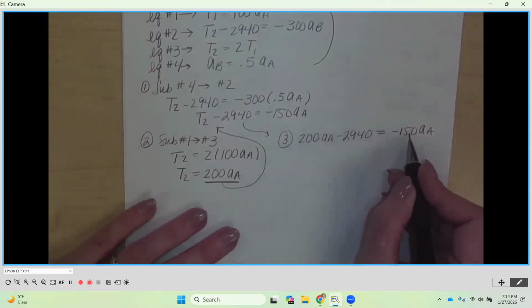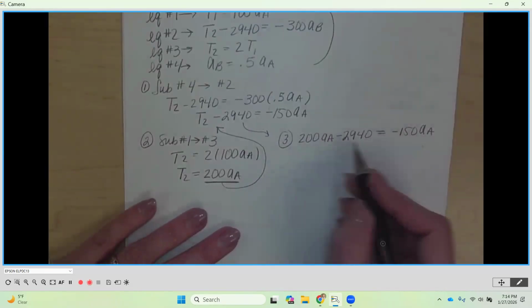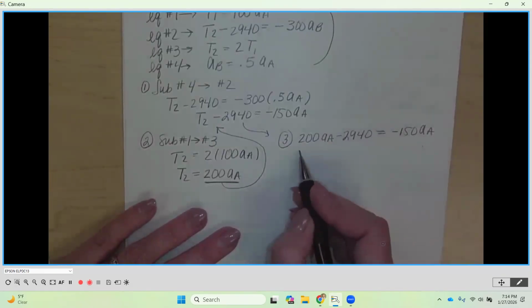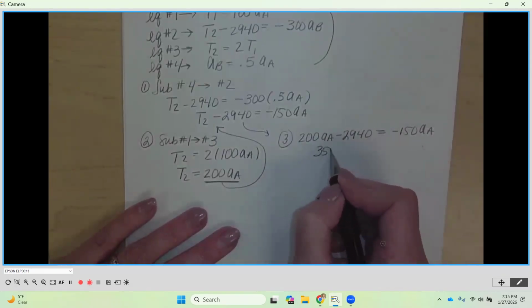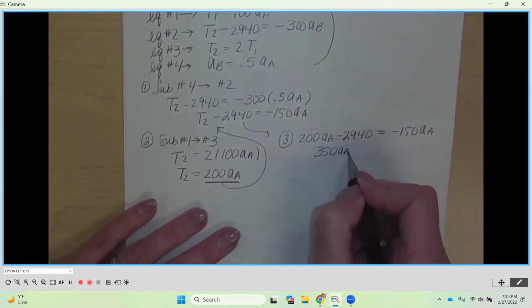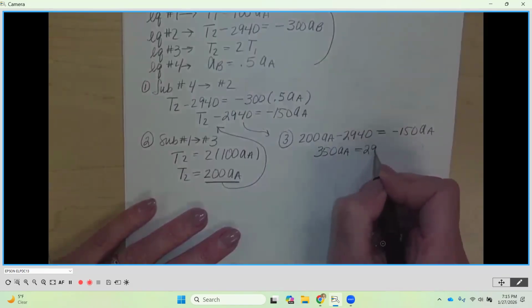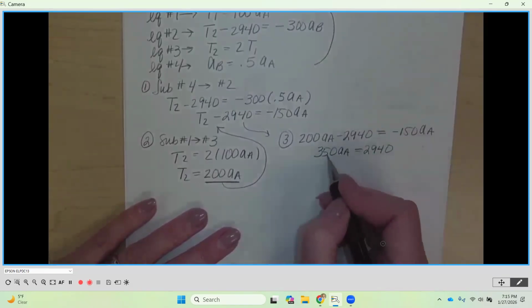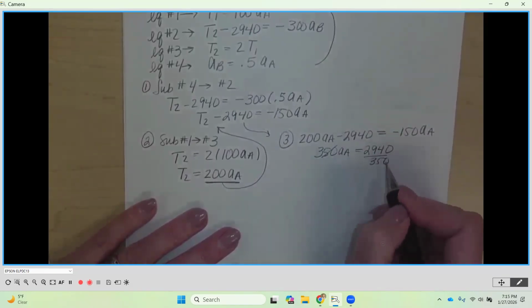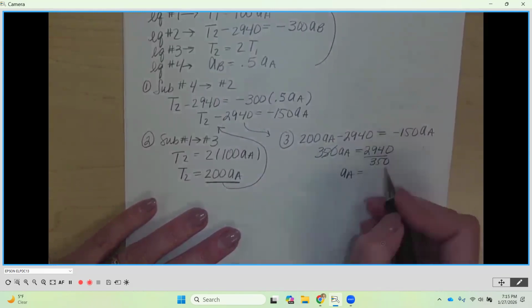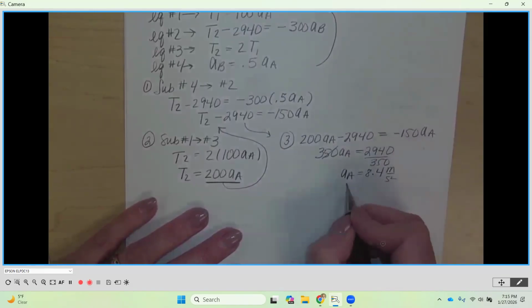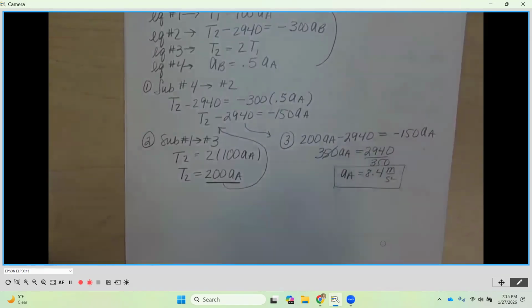I'm going to pull the 150 over here. So it's negative 150, it's going to be positive on this side. So 350 acceleration A. And then I'm going to move my 2940 over to the other side. Then I'm going to divide both sides by 350. And my acceleration A is going to be 8.4 meters per second squared. That's one of them.